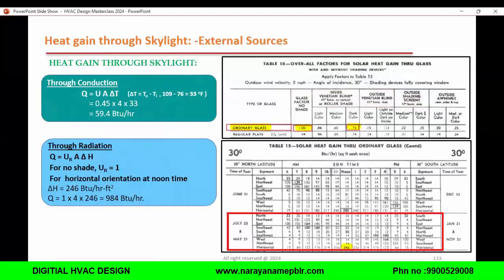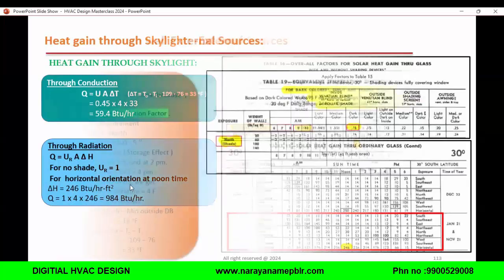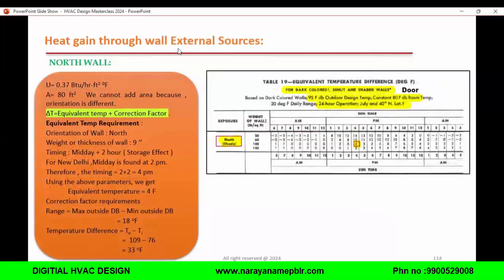Any doubt in this? Till now, glass and skylight are the same; that is one category. Then we'll have the wall as one category. Then the third category is your ventilation. Next is your wall.